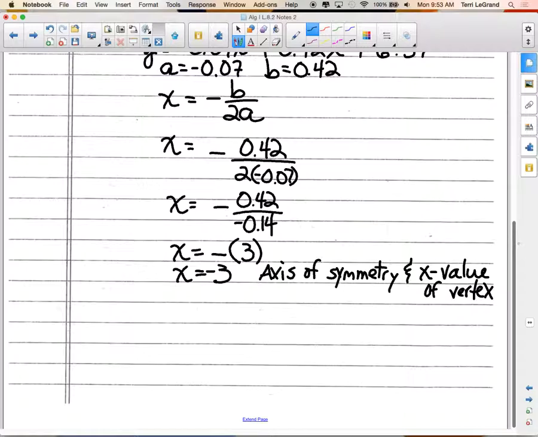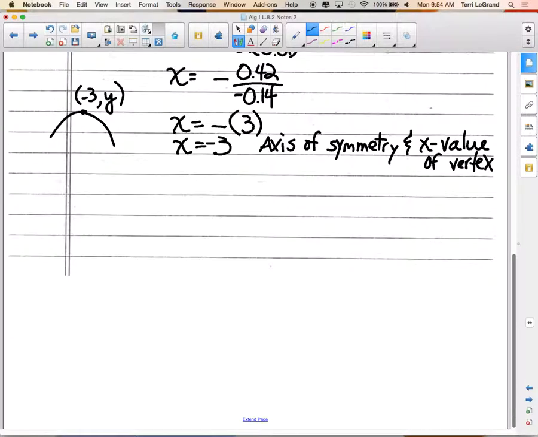I got x equals negative 3 from my axis of symmetry, thus making the x value of the vertex also negative 3. So right now, what we know is we have this point here that has an x value of negative 3, and we need its y value. So let's get to work finding our y value. So find y.